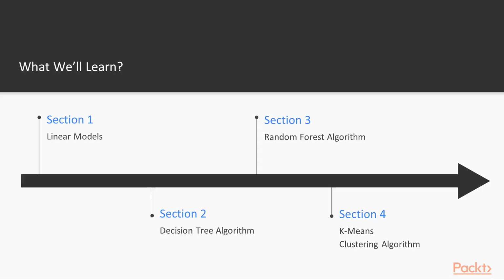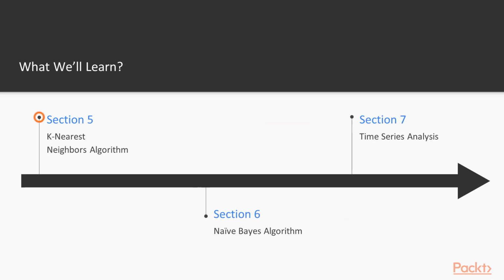Course overview. Our entire journey will be complete in 7 days, starting from linear models, primarily linear regression and logistic regression. We will move beyond linearity and discuss decision tree and its various applications. Day 3 is dedicated to random forest algorithm. On day 4, 5, 6, and 7, we'll learn about k-means clustering, k-nearest neighborhood approach, naive-Bayes algorithm, and time series analysis.